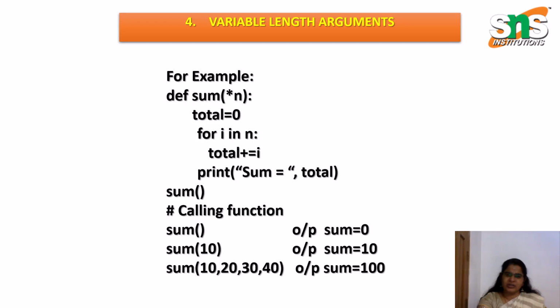Next, total equals 0. For i in n, total plus equals i. Print sum is equal to total. Then calling the function: sum() gives output 0, then sum(10) gives the output 10, then sum(10, 20, 30) gives an output of 60 here.